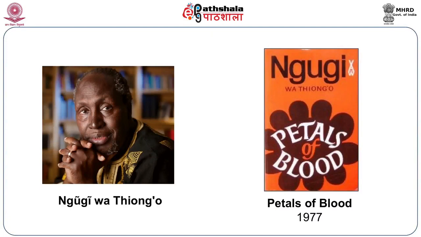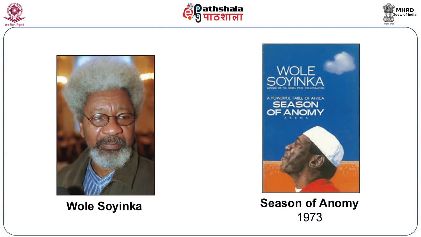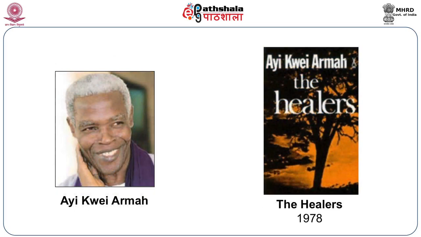Some of the examples of the novels which show these tendencies published in the 1970s are, for example, Ngugi wa Thiong'o's Petals of Blood, 1977, Wole Soyinka's Season of Anomy, published in 1973, and Ayi Kwei Armah's The Healers, published in 1978. So these are some of the examples of the novels of the 1970s in which a kind of return to roots and a search for indigenous traditions and a kind of political posturing is visible in the novels of this decade.